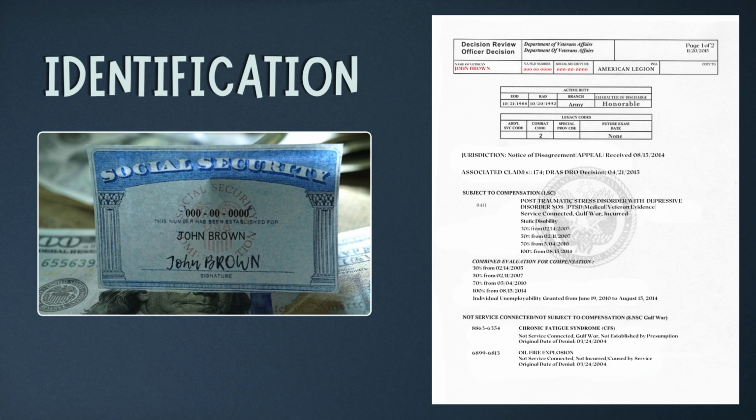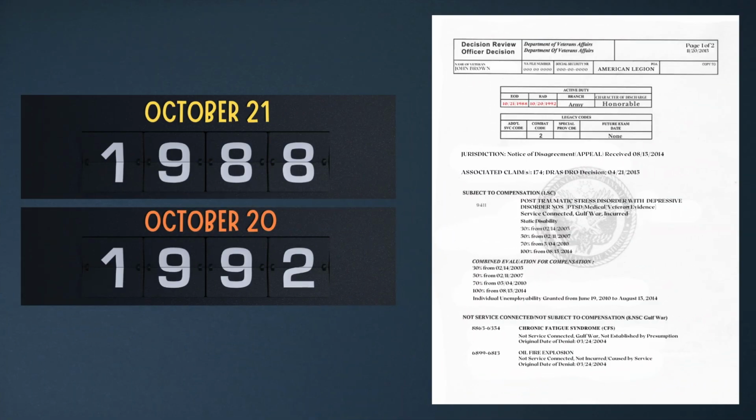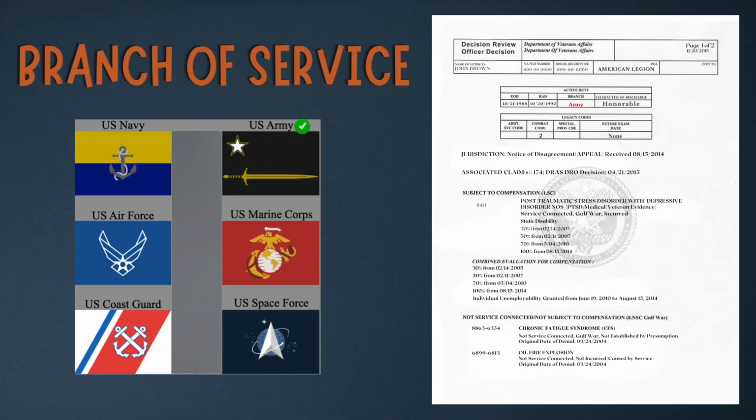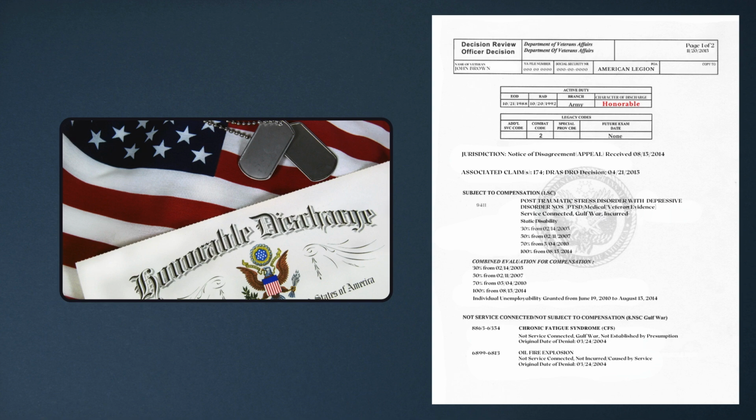Then we see the document has Mr. Brown's personal information, to include his name, social security number, and claim number, which is the same as his social security number. Then we learn that Mr. Brown was represented by a service organization, which was the American Legion. Mr. Brown served in the U.S. Armed Forces from October 21st, 1988 to October the 20th, 1992. And his branch of service was the Army, where he received an honorable discharge.